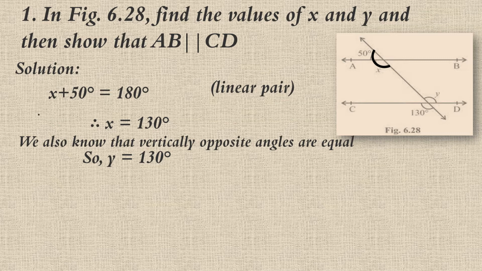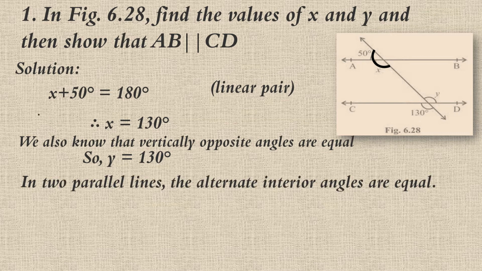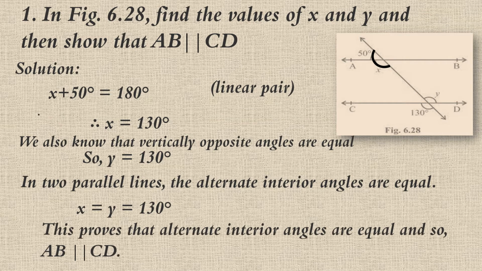So, if two lines are parallel, then the alternate angles are equal. So, here x is equal to 130 and y is equal to 130 degrees. So, we proved that AB is parallel to CD.